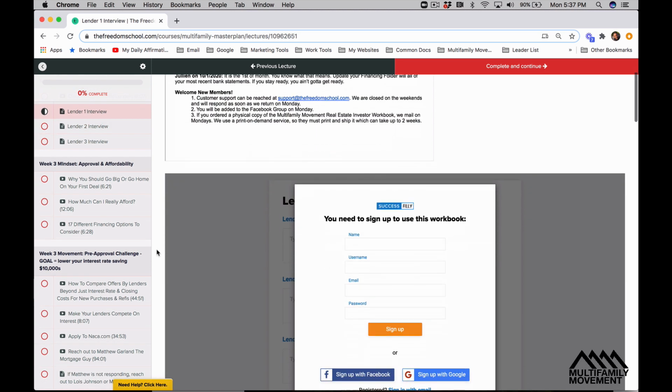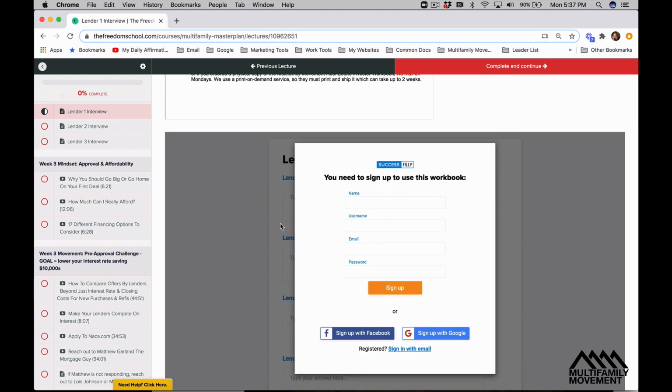Now, when you join, you'll get access to a technology I created called Successfully. It's our online workbook technology. I'm not going to log in because that wouldn't be fair to all the students who have already paid and joined the program. But you'll have online worksheets that go along with each module, or you can use the downloadable, fillable PDF, or you can order a physical copy of the actual workbook. So you'll do 3 lender interviews, and then I show you how to compare those lenders to one another.